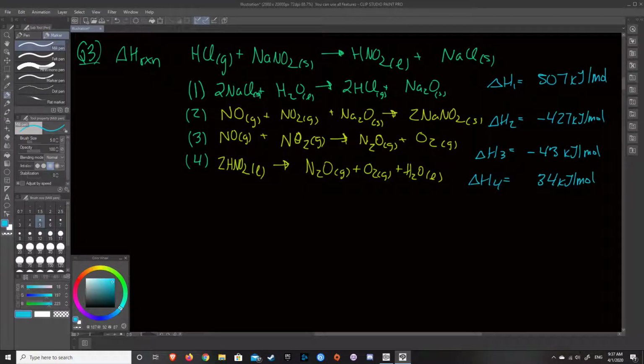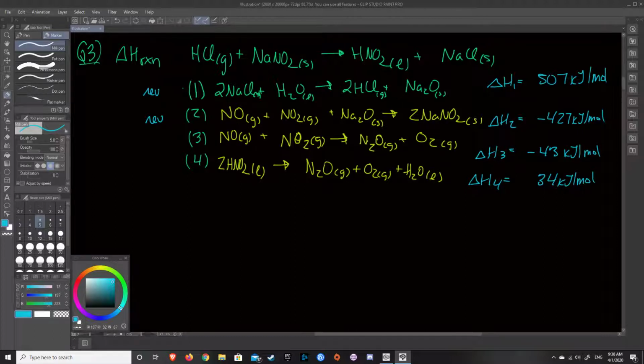Okay, so let's see how this is going to work. Let's see what we want on the left and what we want on the right. So here we need HCl on the left, so we need to flip this equation around. We'll need to reverse this, just for now. This is just how I would solve the question and how I'd start. Then we need NaNO2 on the left, and this is NaNO2 on the right. And there's no other NaNO2, so it only comes from this equation. So we're going to have to reverse equation number 2.